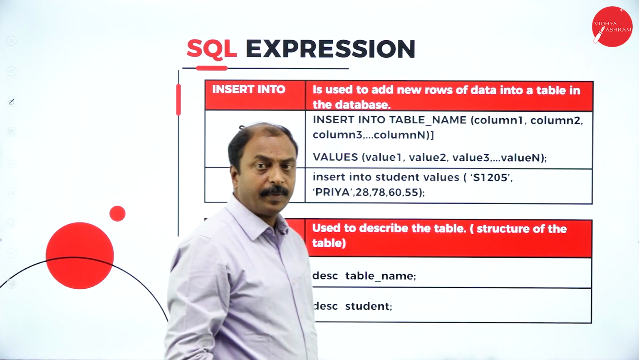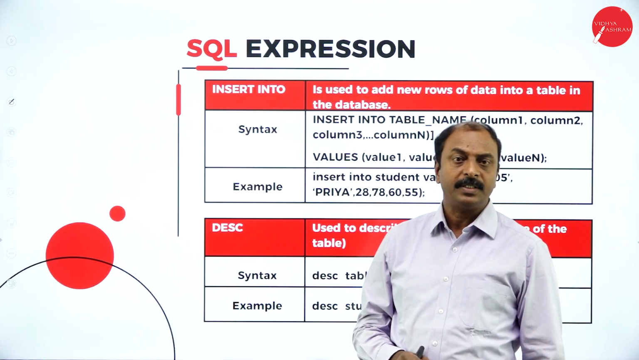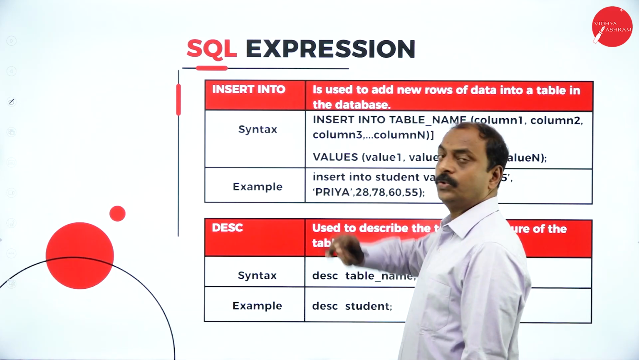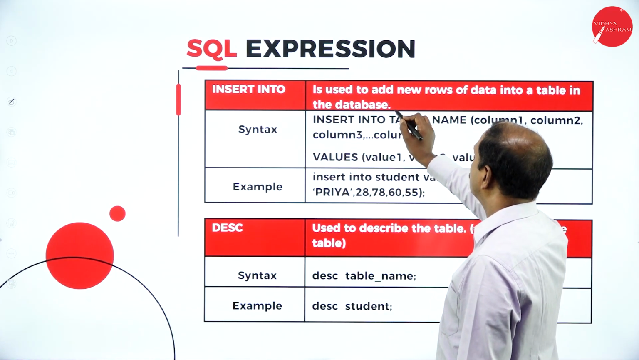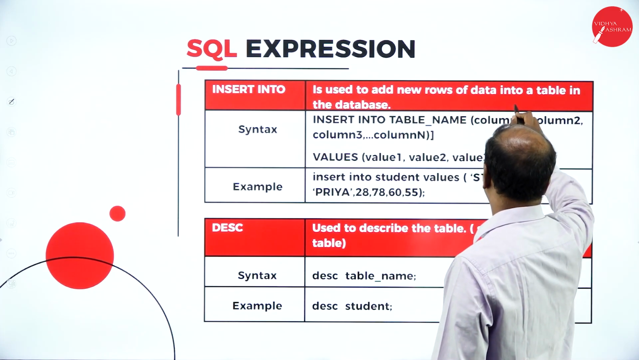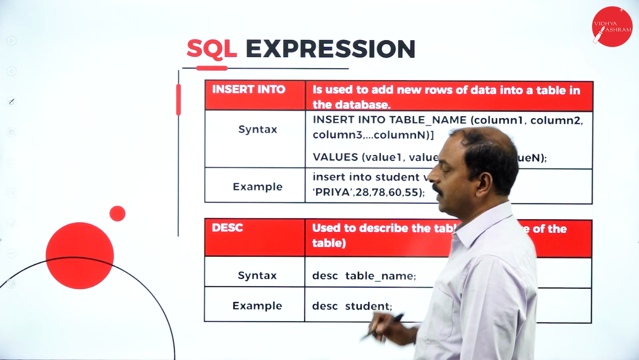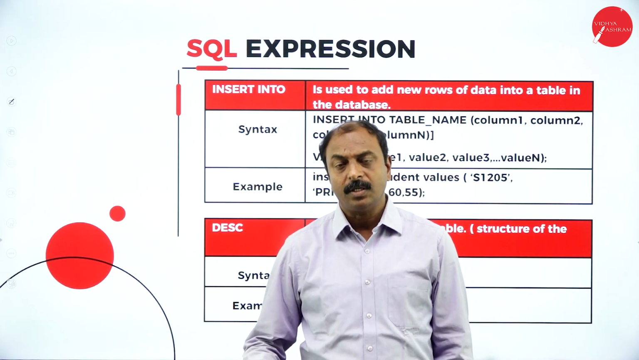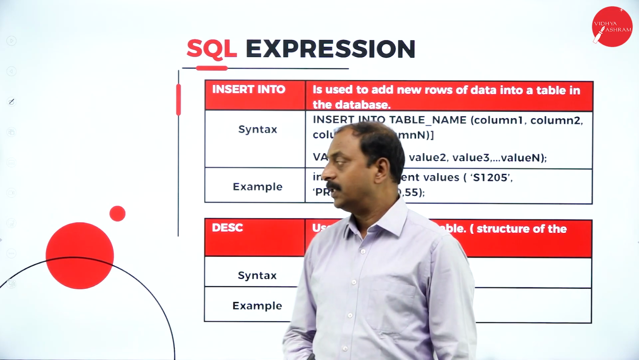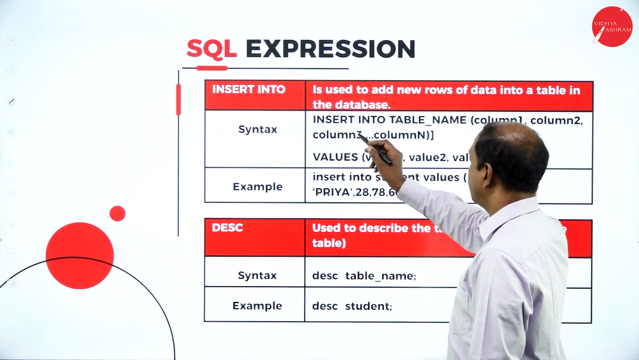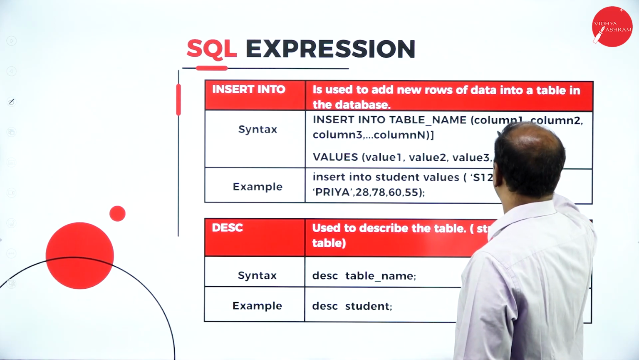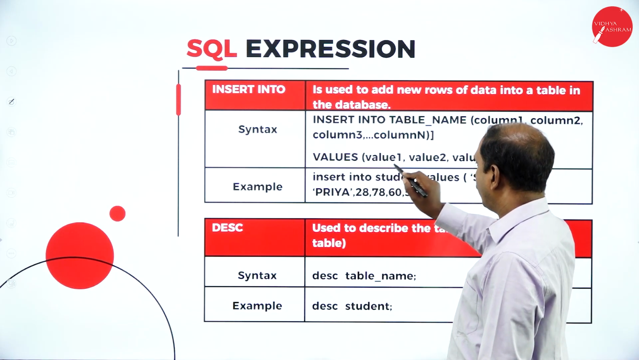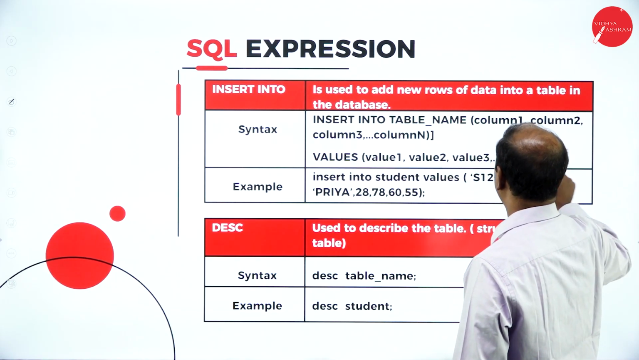See, once the database table has been created, the next step is we have to store the data in a table. So for that, next one is insert into. What is insert into? It is used to add new rows of data into a table in the database. With the help of the insert into command, we are going to add a new record or new data into a table. So syntax is insert into table name, column 1, column 2, column 3 and column n, and values, value 1, value 2, value 3 and value n.